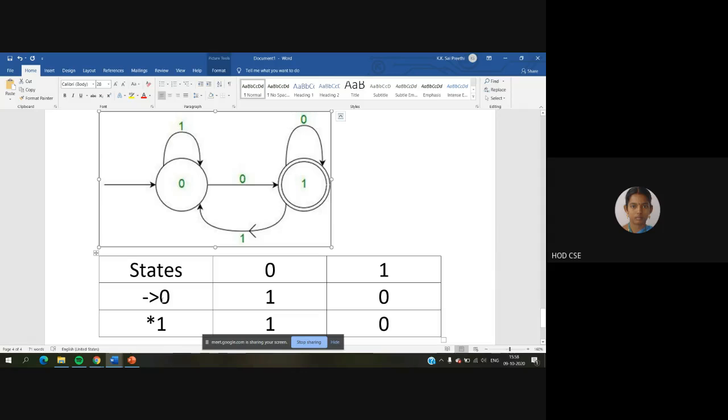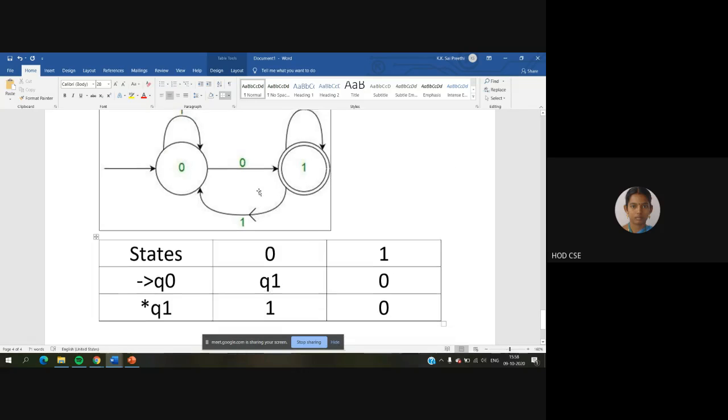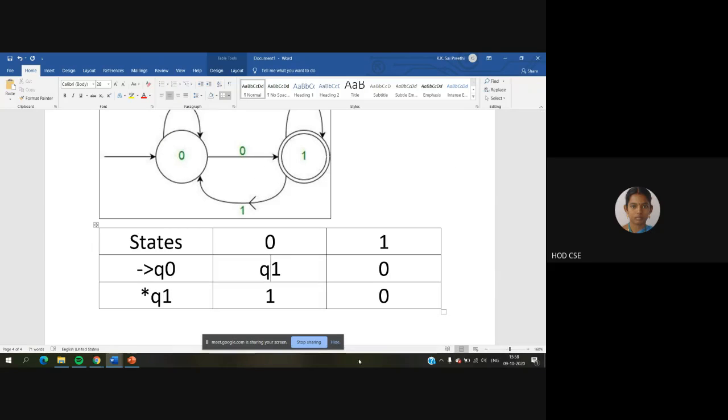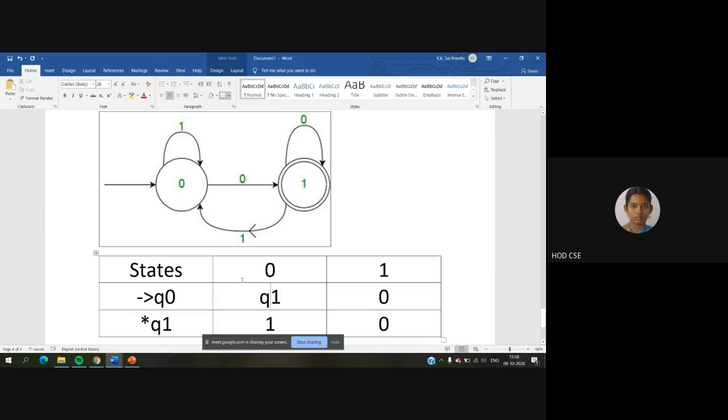So I can call the states Q0 and Q1 for your differentiation. Assume that the names inside the circles are Q0 and Q1. In order to differentiate the state name and the input symbol, you can have the names Q0 and Q1 for the states. From Q0 on 0, where does it go? To Q1. See the directed arrow from Q0 to Q1. And from Q0 on 1, where is it going?